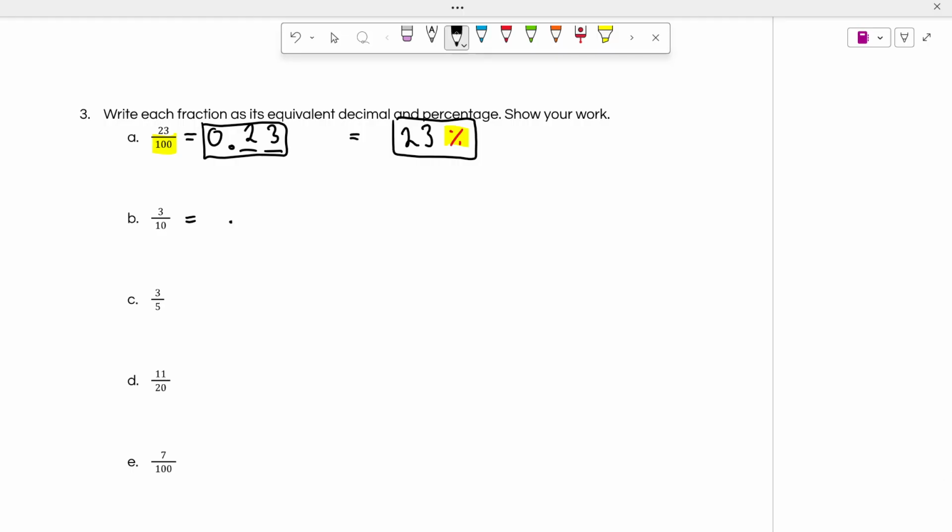I know that 3/10 is going to be a 3 in the tenths position of my decimal, so that makes my decimal 0.3. To get my percent, I want 100 on the bottom. So I ask myself, what do I do to 10 to make it into 100? I'm going to multiply top and bottom by 10. That's going to give me 30 over 100. Now that I have over 100, I know that over 100 is the same thing as percent. And so I'm going to keep my 30, but instead of saying over 100, I'll say 30%.